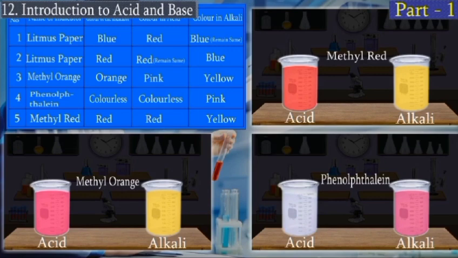Methyl orange is orange in color but turns pink in the presence of acid and turns yellow in the presence of alkali. Phenolphthalein is colorless. It remains colorless in acid, whereas it turns pink in alkali. Methyl red is red in color. It remains red in the presence of acid but turns yellow in the presence of alkali.